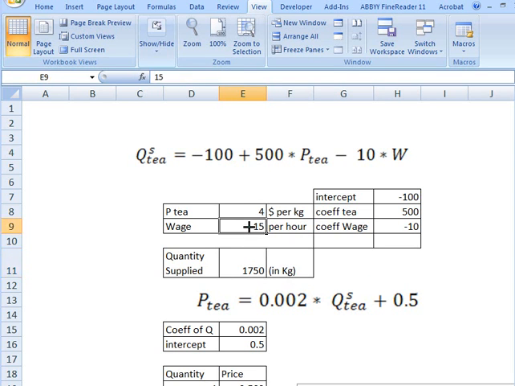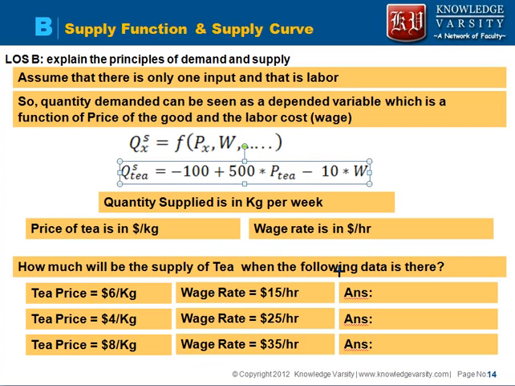Now think about if the wage is increased to $25, the quantity supplied is further reduced. If the wage increases to $35, the quantity supplied is further reduced. And if the price of tea is now made 8, he will increase the supply. So this is what we are seeing, the changes in the quantity supplied. So you can very well answer the questions that we have asked you over here.